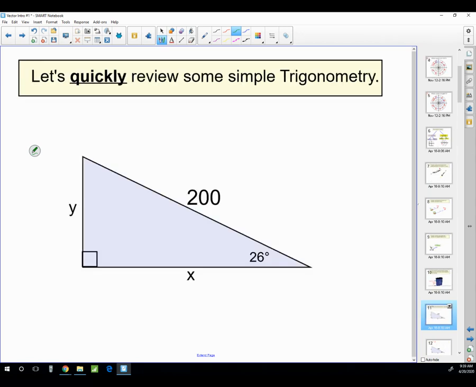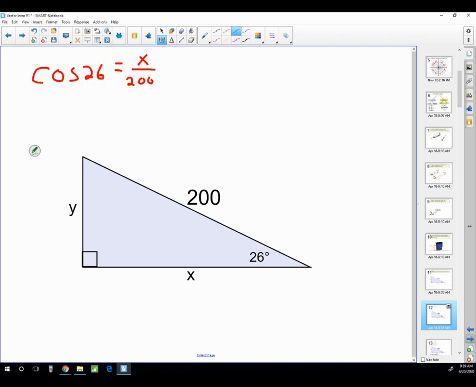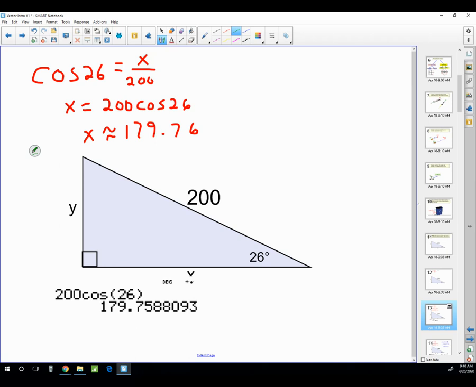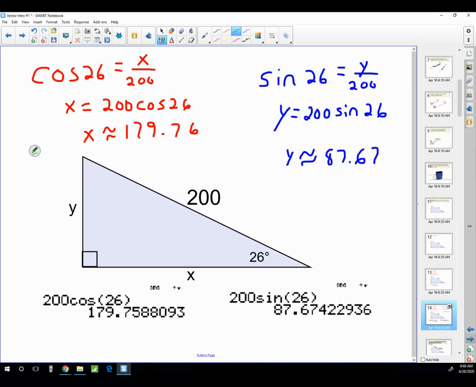Let's quickly review some simple trigonometry. You should really be looking at that and thinking, I can solve for X and I can solve for Y very, very easily. I have faith in you. All right, use cosine 26 equals X over 200, the old adjacent over hypotenuse thing, and then it would solve out like that. If you have any problem with that, you're going to have to contact me. And then sine would be done the same way.